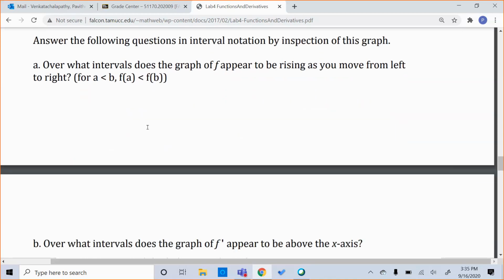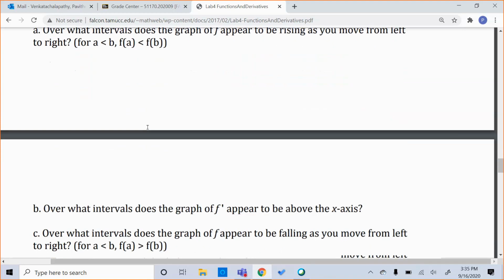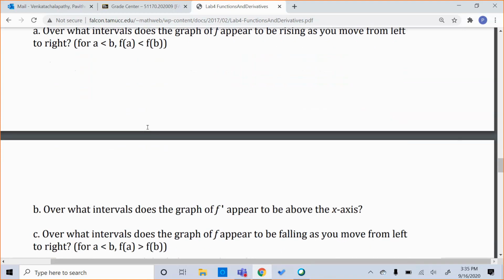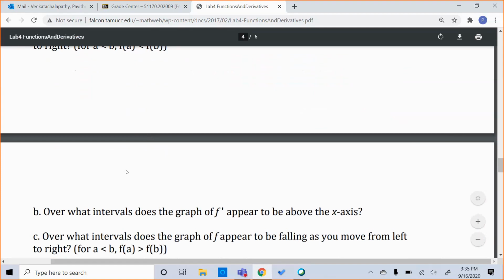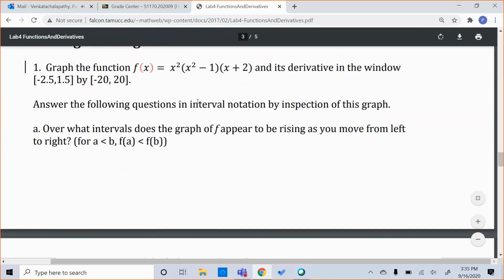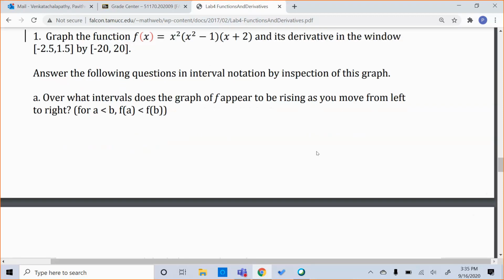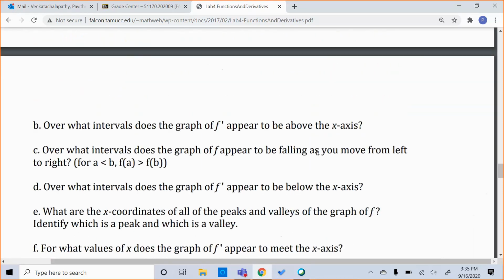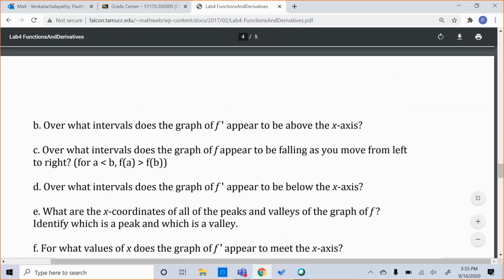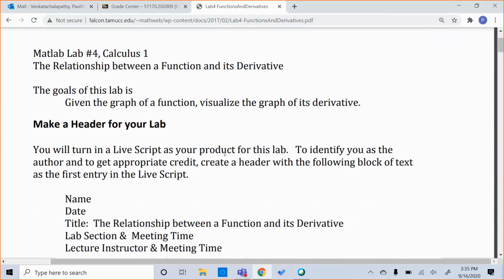And then you just have to answer those questions by writing. Okay, you have to mention the intervals where you see that the given function is rising. This is clearly mentioned in the code also. So let me go to the PDF file.